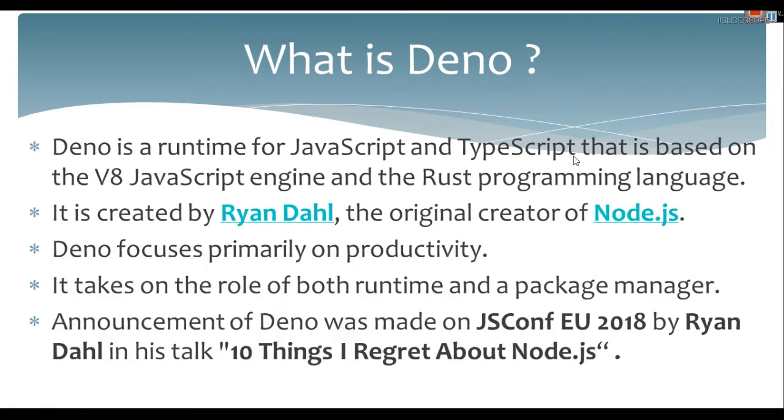So what is Deno? Deno is a runtime for JavaScript and TypeScript that is based on the V8 JavaScript engine and the Rust programming language. It is created by Ryan Dahl, the original creator of Node.js. Deno focuses primarily on productivity and security. It takes on the role of both runtime and a package manager.